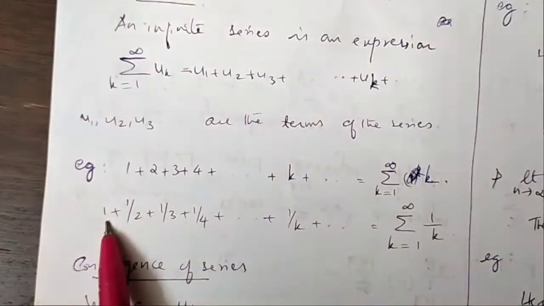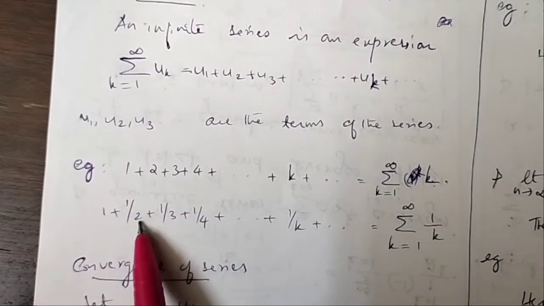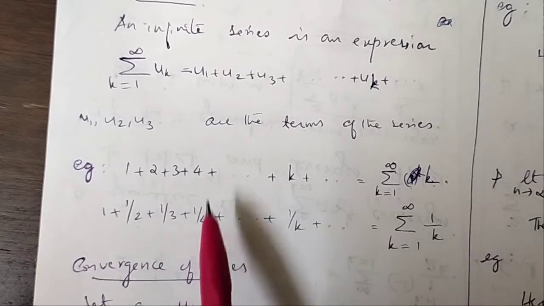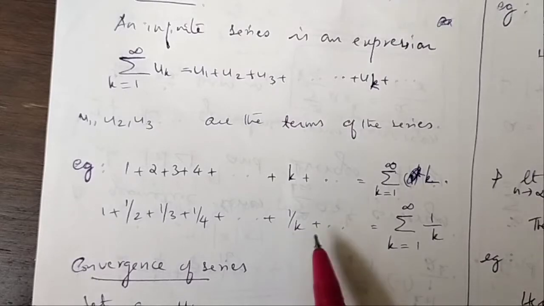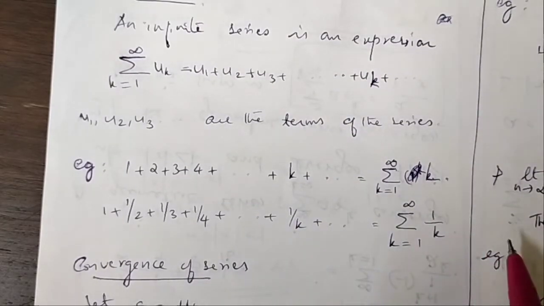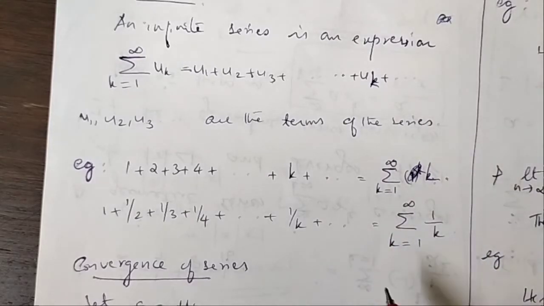So next one, 1 plus 1 by 2 plus 1 by 3 plus 1 by 4 plus etc. Which is the kth term? First term is 1, second term is 1 by 2, third 1 by 3, fourth 1 by 4, etc. kth term is 1 by k. So sigma 1 by k, from 1 to infinity. Okay, so that is the format of an infinite series.